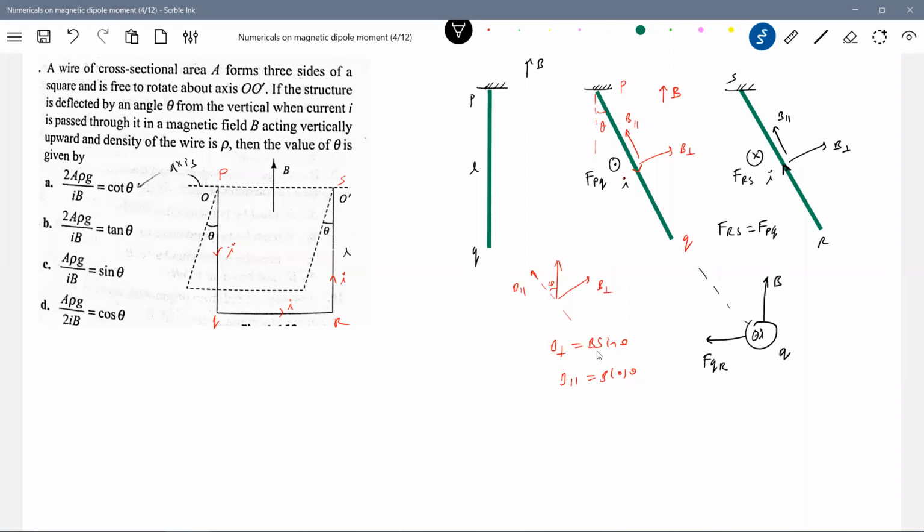And that should be balanced by the weight. So let's get into the next part of the problem. Here, what are the other forces that will be acting? Weight mg. Let the mass of each rod be m. Okay, now let's go for the torque about the axis. Torque about OO dash due to weight.